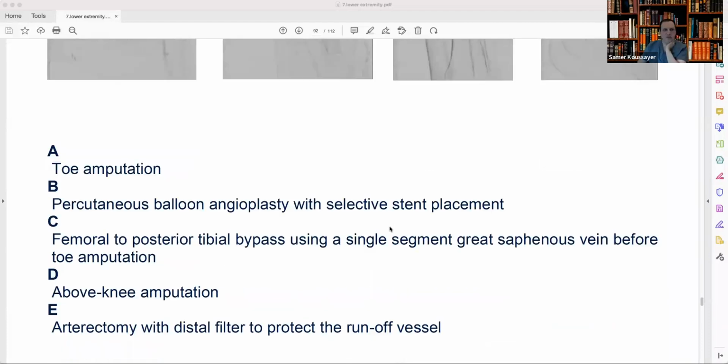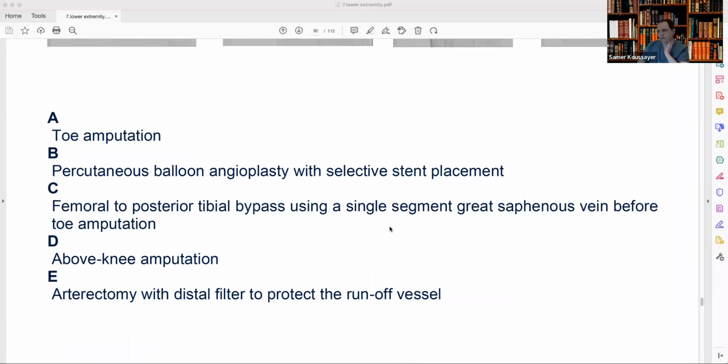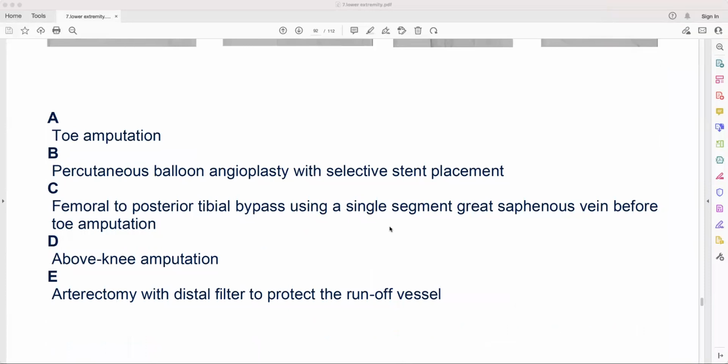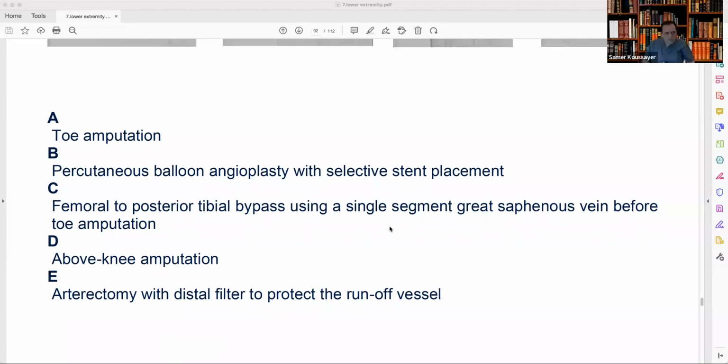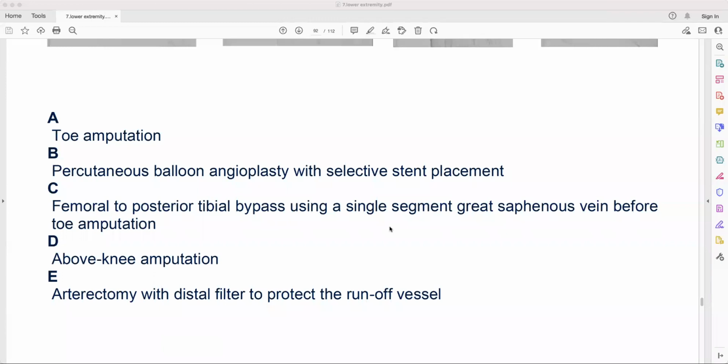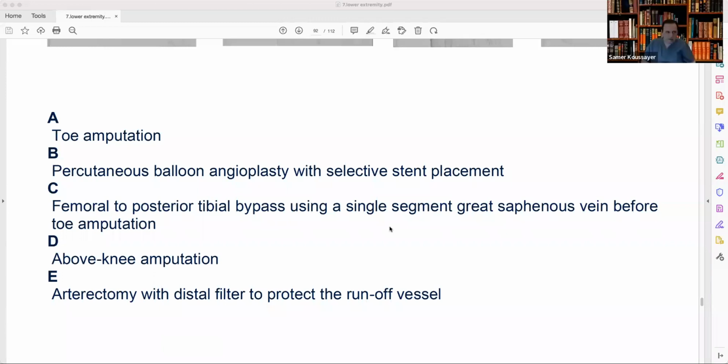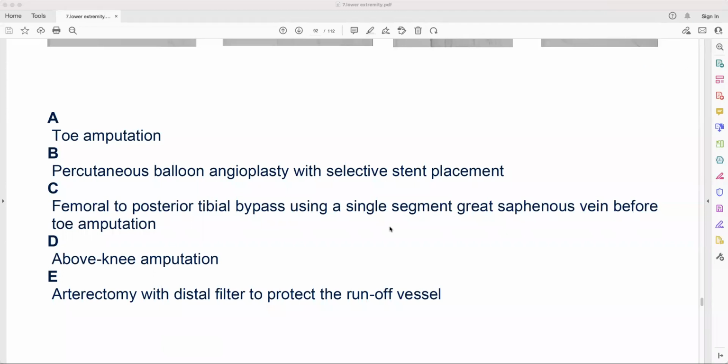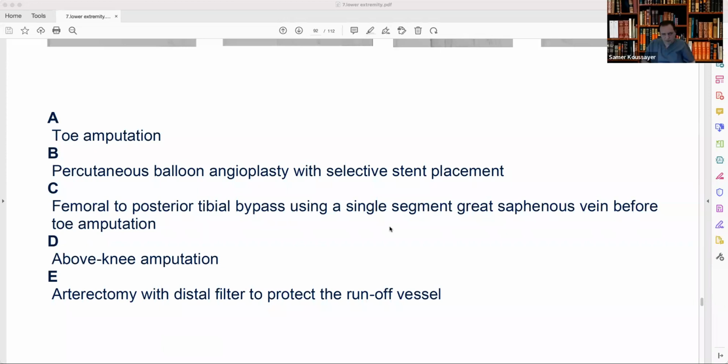So let's see the options one by one. Toe amputation alone: is it enough? Do you think the wound will heal? Never. Because the pressure is only 30, it will never heal. So this is wrong. Percutaneous balloon angioplasty intervention? No. Long segment occlusion, very long. So I'll not even try that.